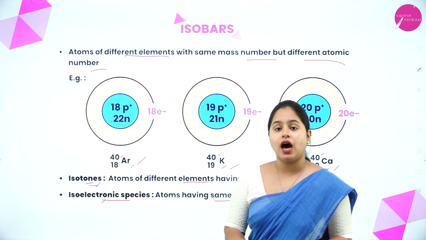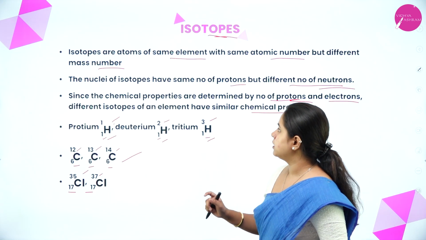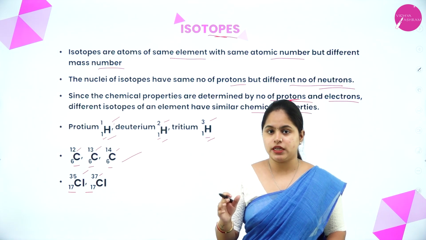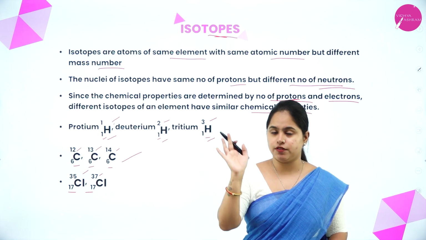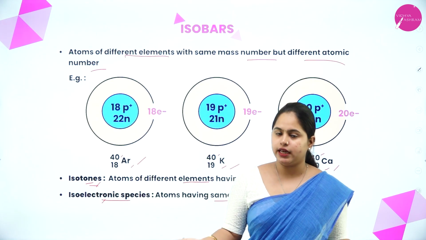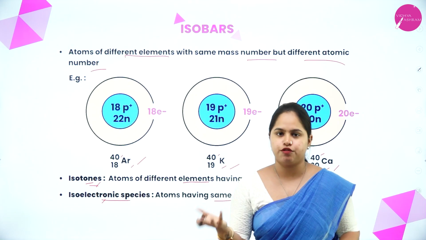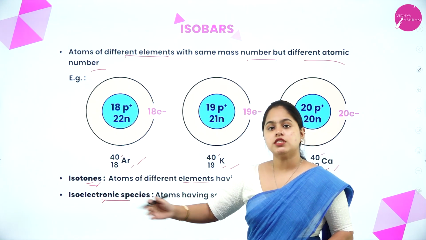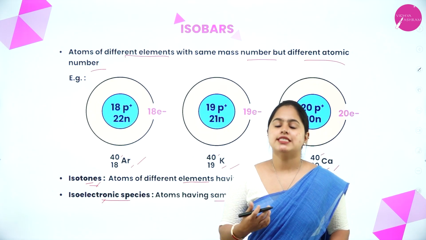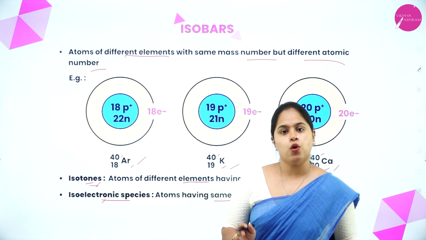So isotopes are atoms of the same element. Yes, they are atoms of the same element having the same atomic number but different mass number. The top part will change. Remember it like that. And isobars are atoms of different elements having the same mass number and different atomic number. Isotones have the same number of neutrons and isoelectronic species have the same number of electrons. I hope it is clear.